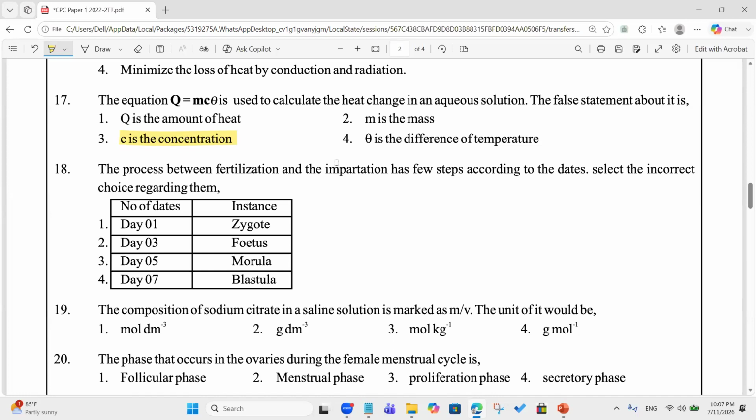The amount of heat needed to change 1 kilogram of a substance by 1 degree Celsius. Is that change? The increase. The amount of heat energy required to increase the temperature of 1 kilogram of a substance by 1 unit, or the amount of heat required to increase the temperature of 1 unit mass of substance by 1 unit. Okay, so anyway, the answer is this one, right? Is correct.